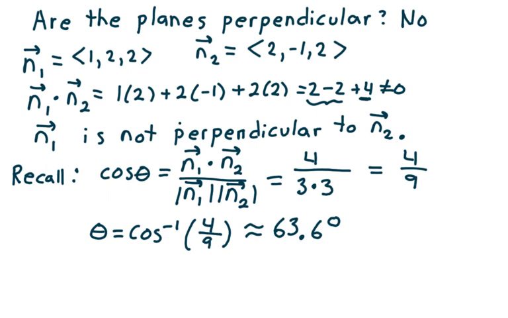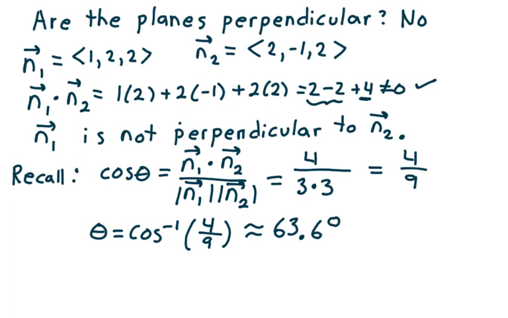Are the planes perpendicular? Well, let's check that out. Now, we have the normal vectors n1 and n2. For n1, we have the vector 1, 2, 2. For n2, this one is equal to 2, negative 1, 2. To determine whether the normals are perpendicular, I take their dot product. And it turns out that the dot product of n1 and n2 is not equal to 0. And that tells me that n1 is not perpendicular to n2. And if the normal vectors are not perpendicular, then the planes can't be perpendicular either.